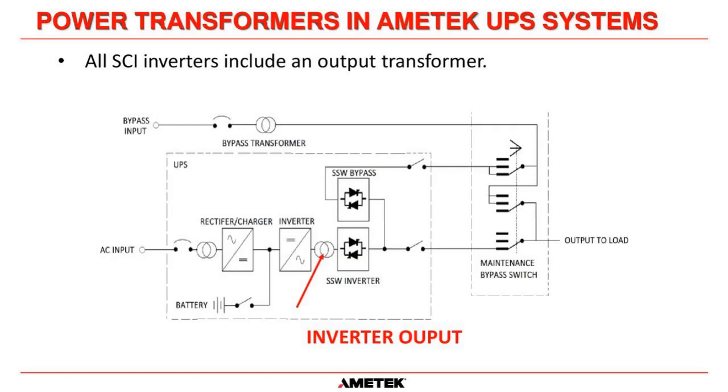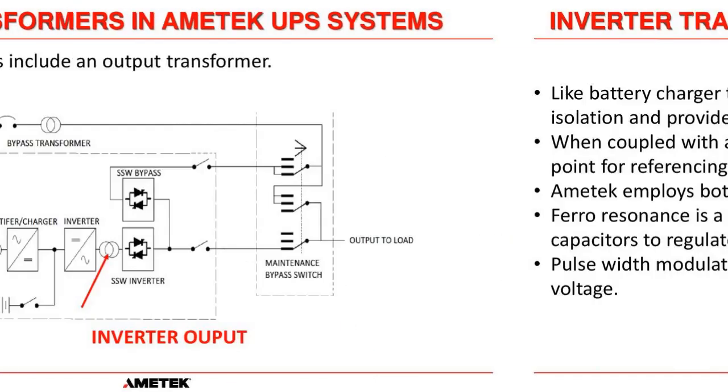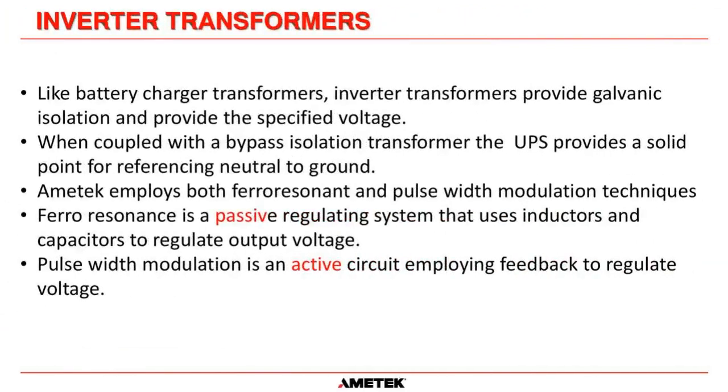All of the SCI inverters include some kind of an output transformer. The inverter transformer provides galvanic isolation, of course, and allows us to tune the voltage for what we need. And when coupled with the bypass transformer, the UPS output then has neutral bonded to ground locally.